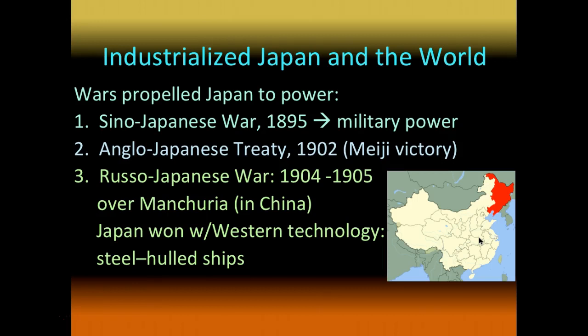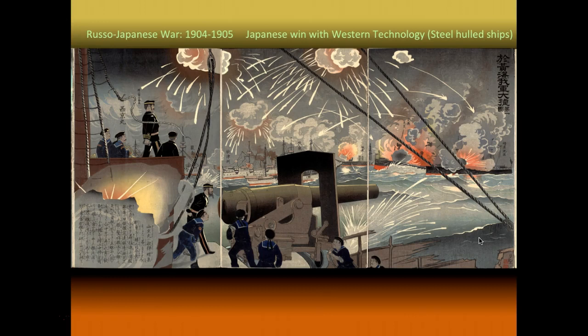These wars with China and with Russia and the Anglo-Japanese Treaty really showed that Japan was now a modern military power, and its defeat of Russia especially was noteworthy as the first defeat of a major European power in the recent era of imperialism. This was powerful stuff. And here's an image of the war with Japanese steel-hulled ships fighting against the Russians with cannons, all Western technologies.